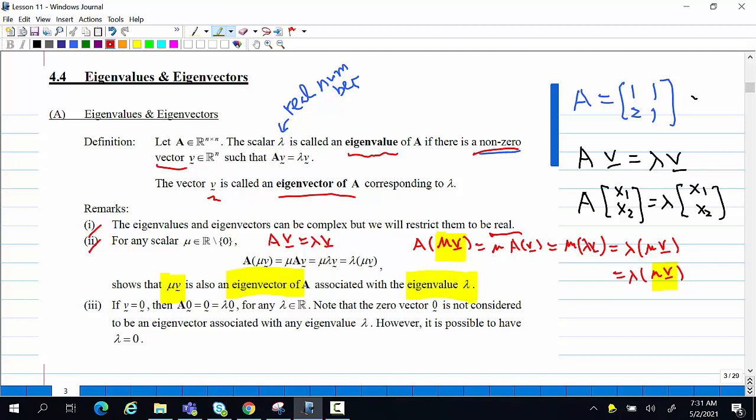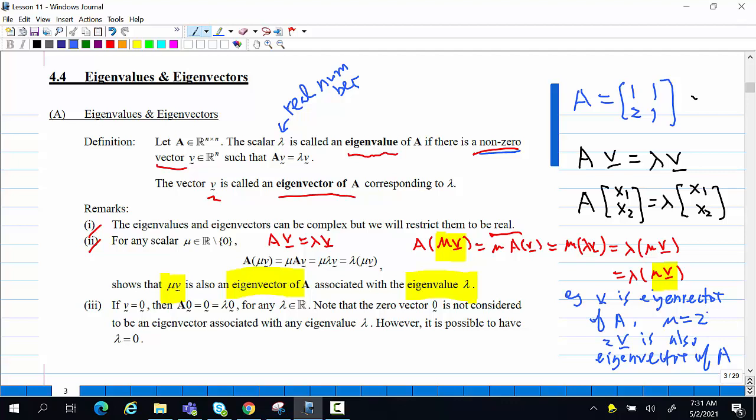So for example, if V is an eigenvector of A, then 2V is also an eigenvector of A, where you take mu equal to 2.